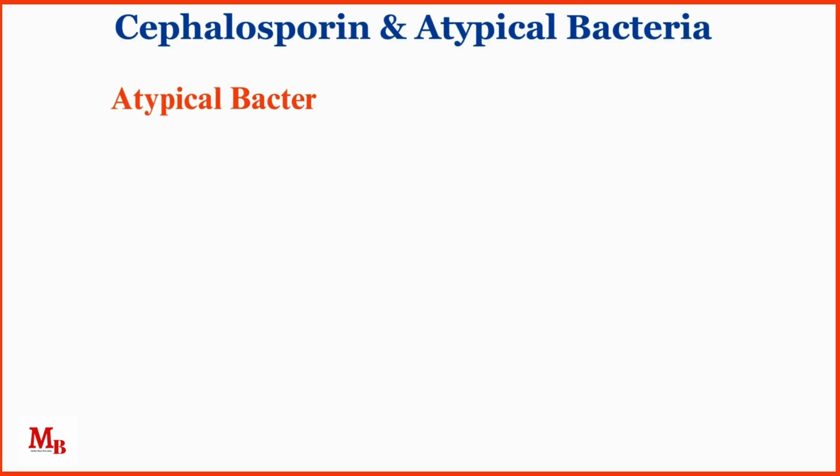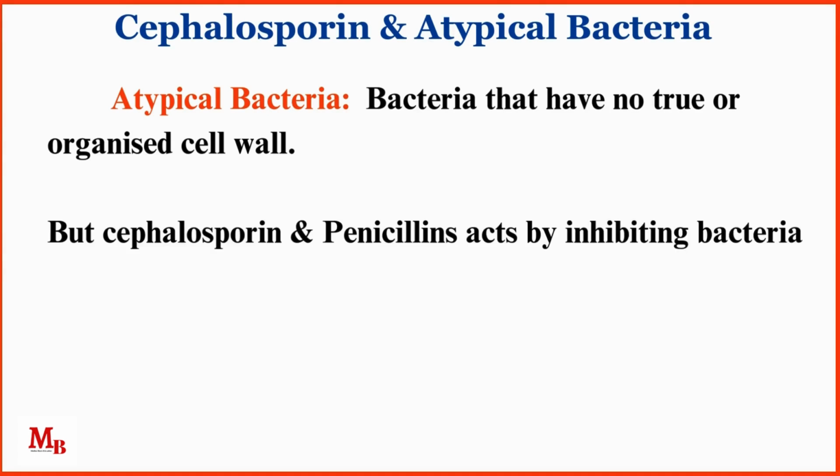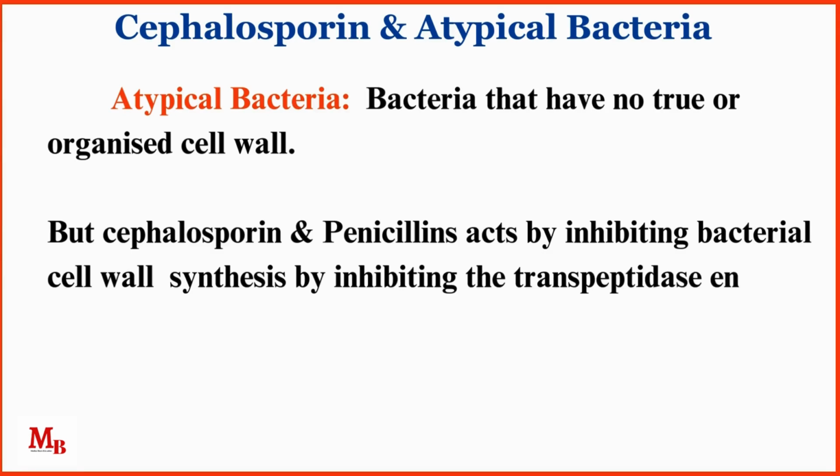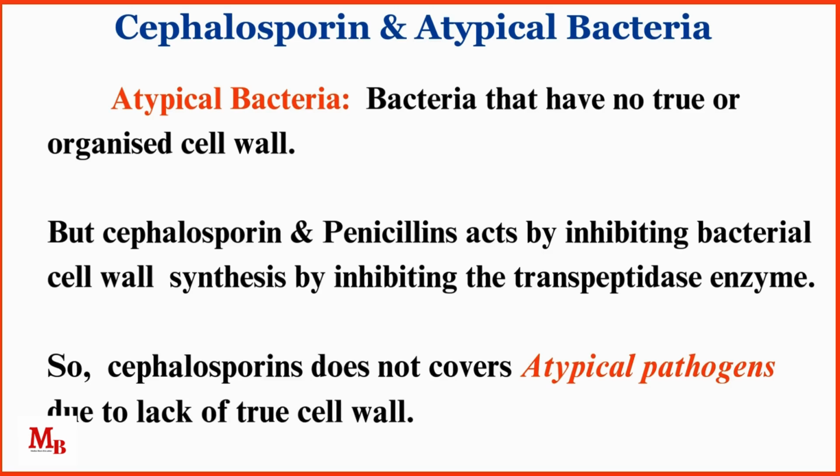Atypical bacteria have no true or organized cell wall. But cephalosporin and penicillins act by inhibiting bacterial cell wall synthesis, by inhibiting the transpeptidase enzyme. So, cephalosporins do not cover atypical pathogens due to lack of a true cell wall.